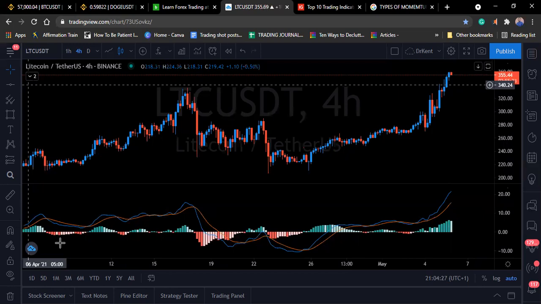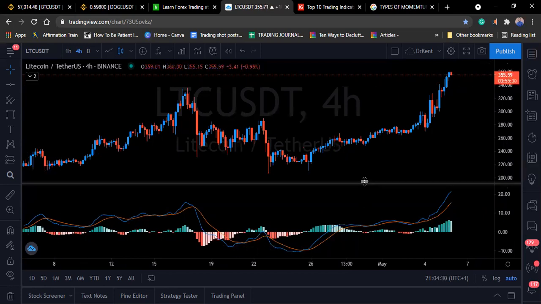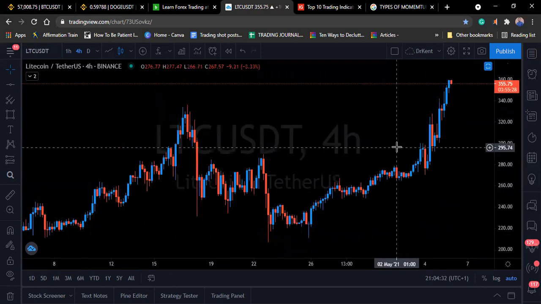Now that's indicator-based trading. The next one is what we refer to as naked charts, or naked trading, or pure price action trading. In pure price action trading, you're not looking at any indicators. In fact, in pure price action, indicators are a taboo. Indicators are seen as a deception.